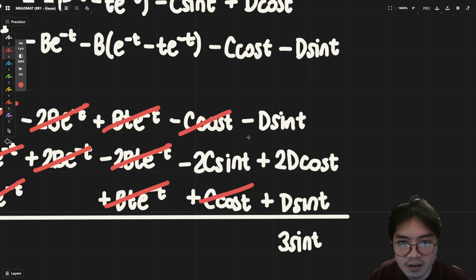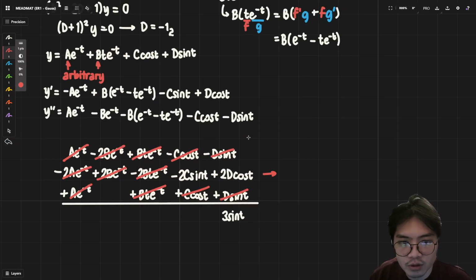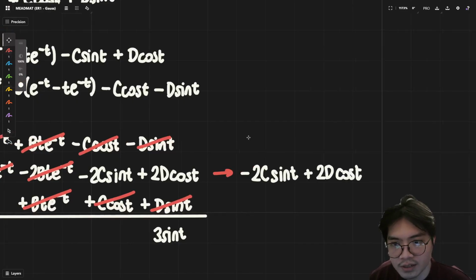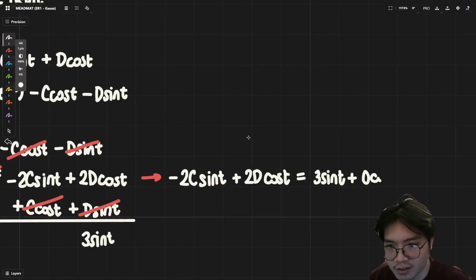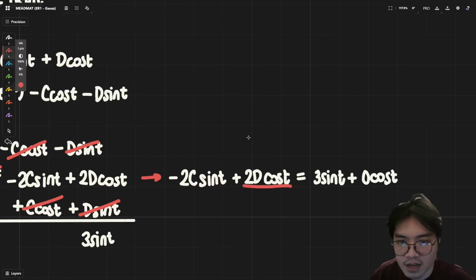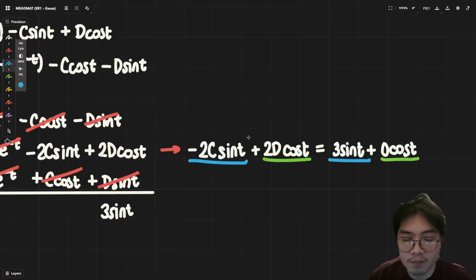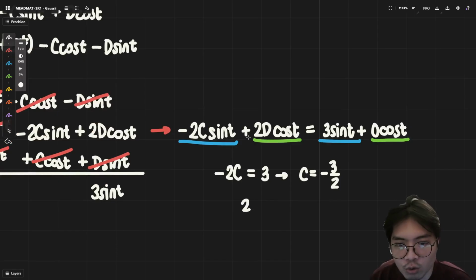Cancel here. Cancel here. You will be left with a tiny equation, which is going to be negative 2c sine t plus 2d cosine t is equal to 3 sine t. And frankly, you can also create in here a 0 cosine t. That means that all of the green ones and all of the blue ones should match here. Let's have here negative 2c is equal to 3. That means that your c is equal to negative 3 over 2. And then your 2d is equal to 0.